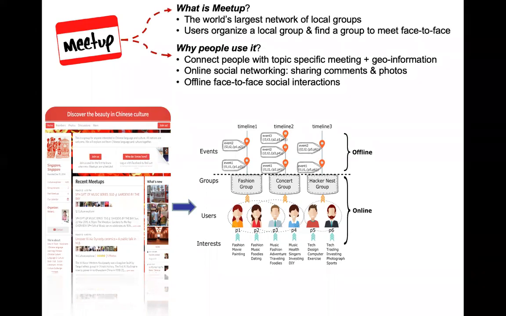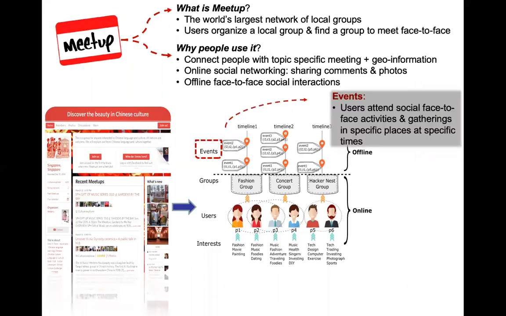Meetup particularly is the world's largest network of local groups. People organize these local groups, and then you can find a group to meet face-to-face or virtually in Zoom. You can connect to people with similar interests and activities, and then you can actually capture face-to-face interaction. For research, it's also important for us that we can utilize this online-to-offline data to do very interesting research. How does our social media life affect our physical life, and vice versa, how does our physical life affect the way we interact with social media? So this is very interesting.